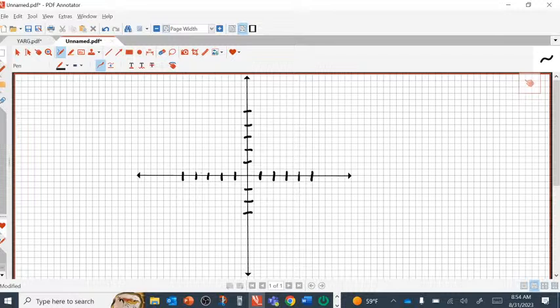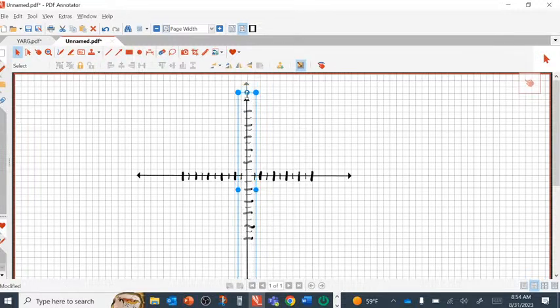2, 4, 6, 8, 10. Okay. There we go. And now we're going to plot the coordinates of FINK onto there.